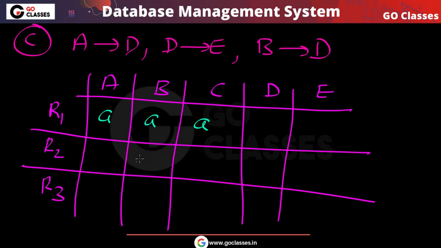In R2 we have BCD, so these entries we will do. In R3 we have three attributes ACE, so these entries we will do. So this is the initial setup. Now after this initial setup, you can do the following.